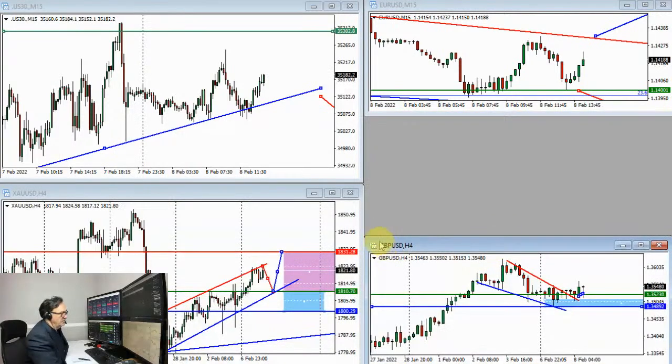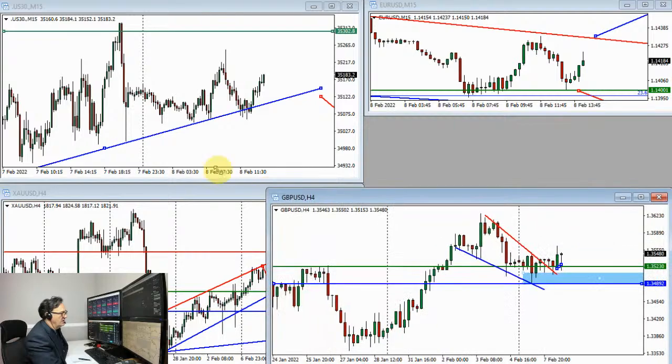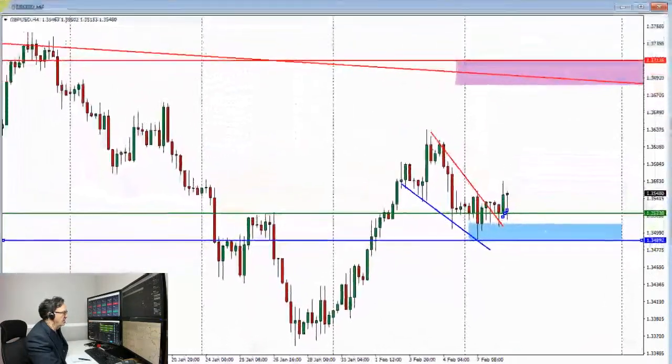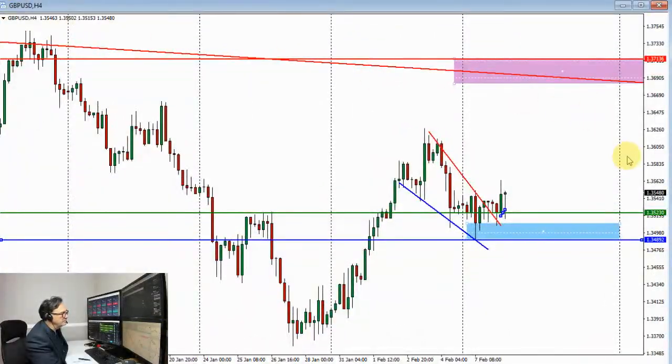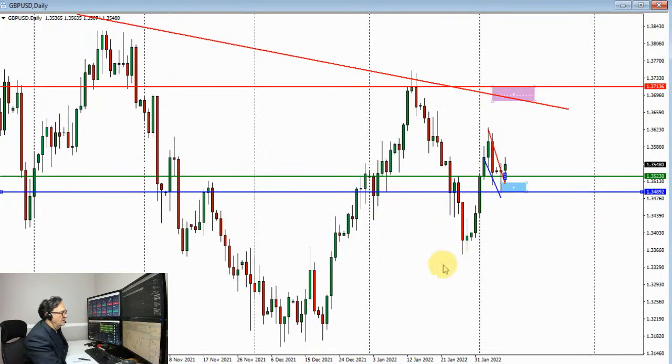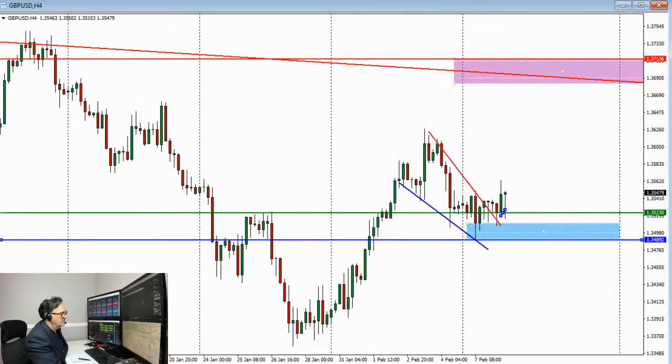There's one more thing that I want to talk about as well. This is cable, or sterling dollar. The key level that I'm paying attention to is at 135.20, which is this green line here. Cable created a higher low, and then this is a corrective pullback. So this appears to be, yet again, a very similar analysis here.